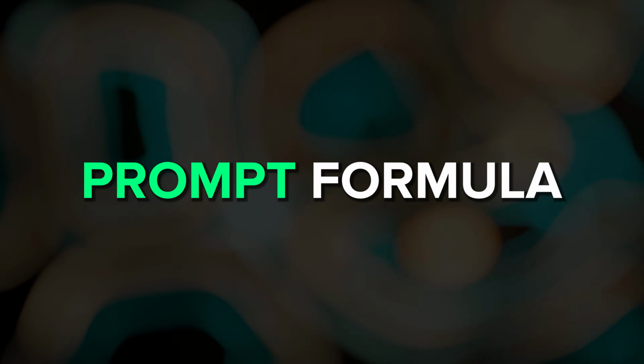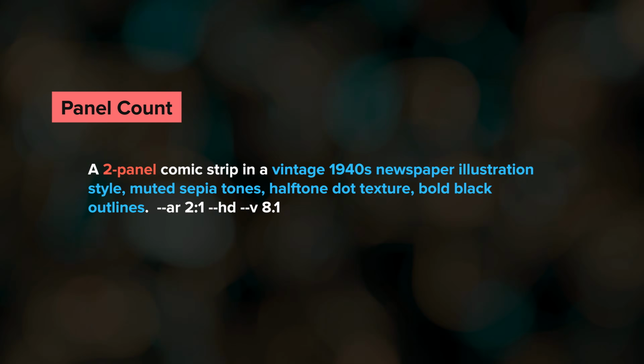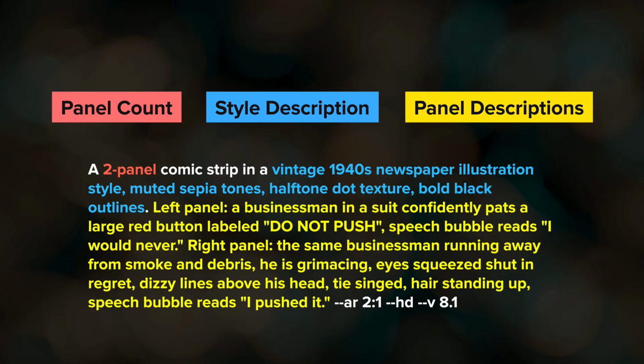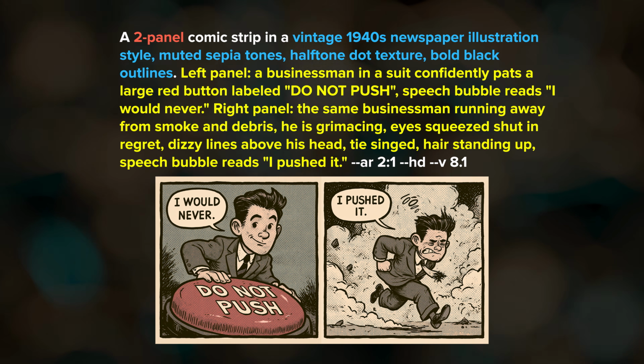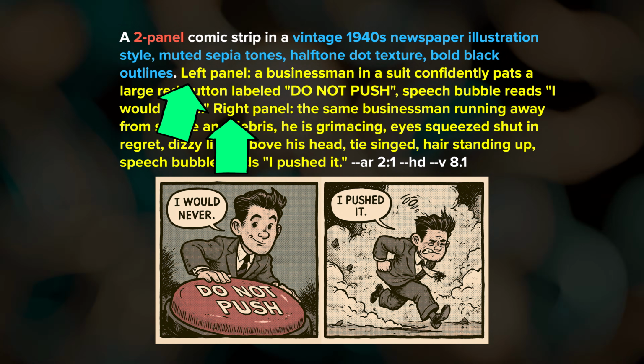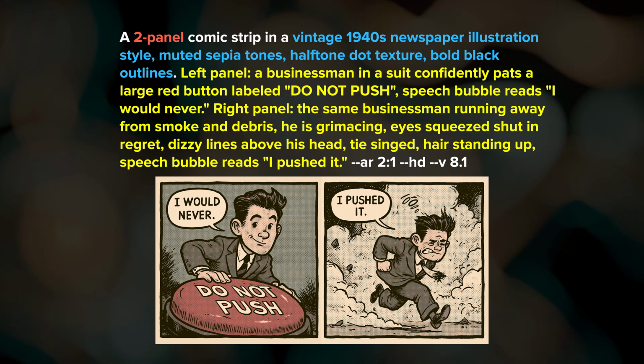So the basic prompt formula looks like this. You start with your panel count, and then add your style description, then describe what you want in each panel. And one thing that I want to point out here is that I use directional language like left panel, right panel, instead of saying panel 1 and panel 2.